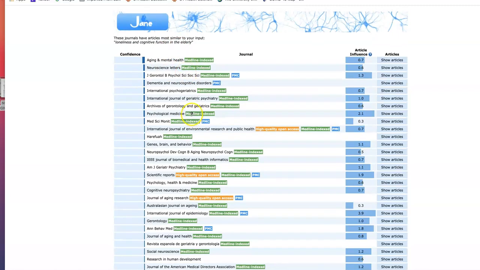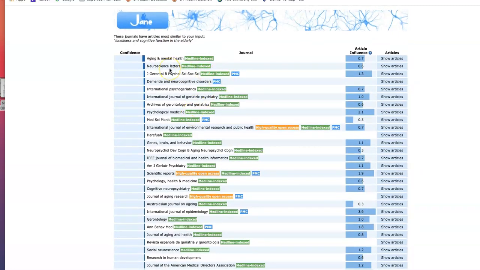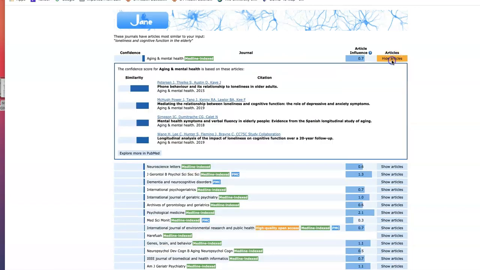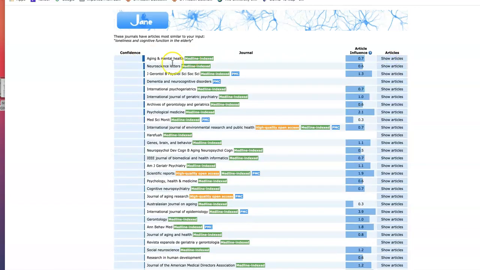So they have all of the journals in a database, and they're able to match your keywords with the type of journals or the type of articles that these journals publish. So let's see if I press that. It's really good. So this is Aging and Mental Health, Medline indexed.